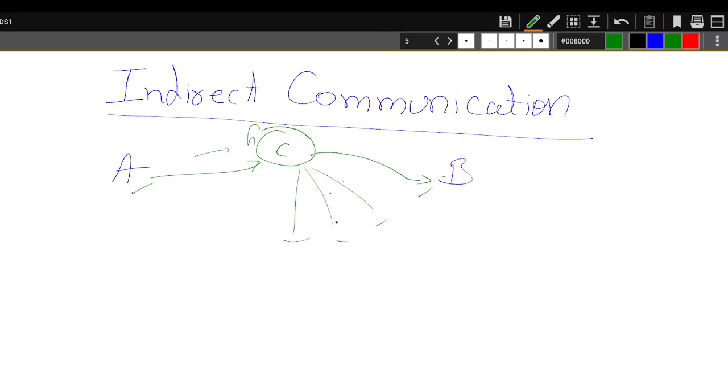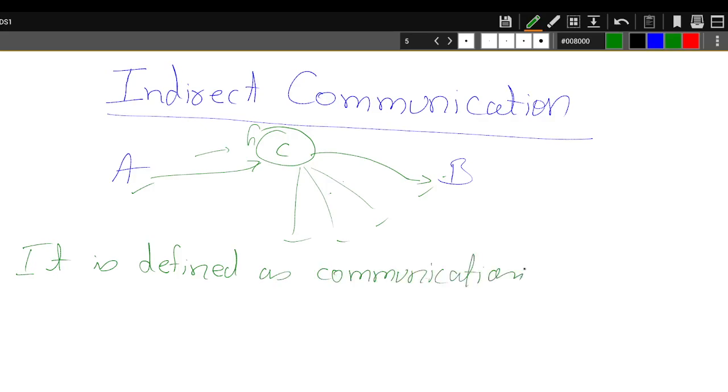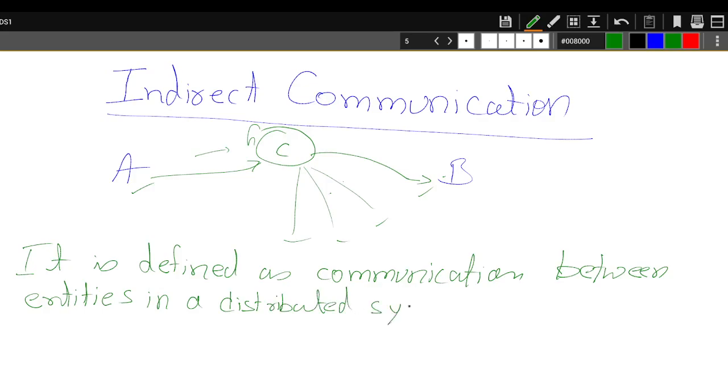Before going for group communication, let us think about indirect communication. If you are asked to define indirect communication, the one thing that you have to introduce is the intermediary. So it can be defined as communication between entities in a distributed system through an intermediary.